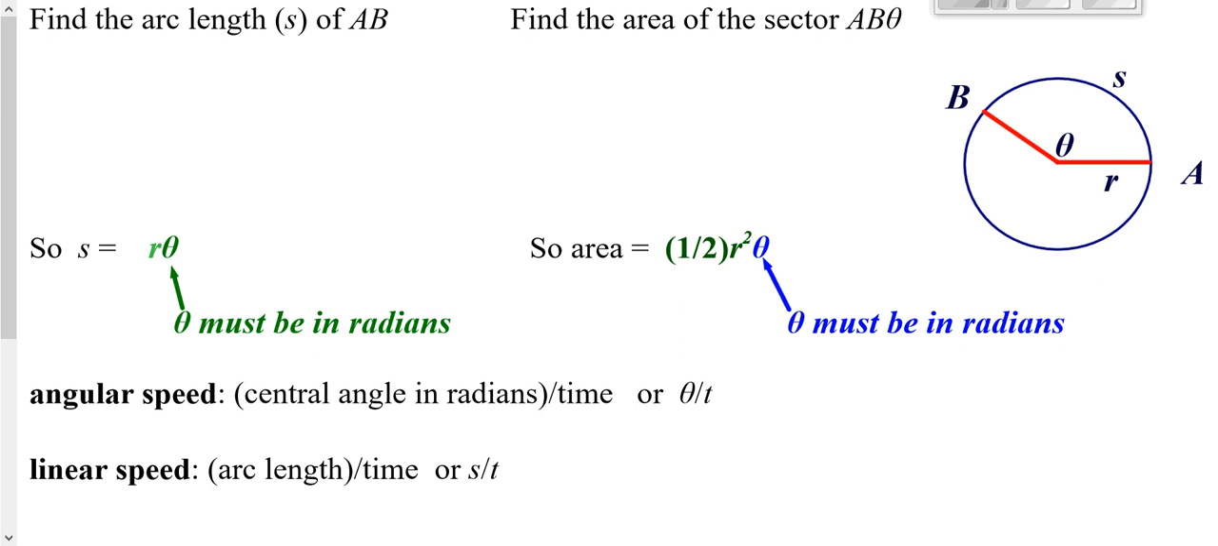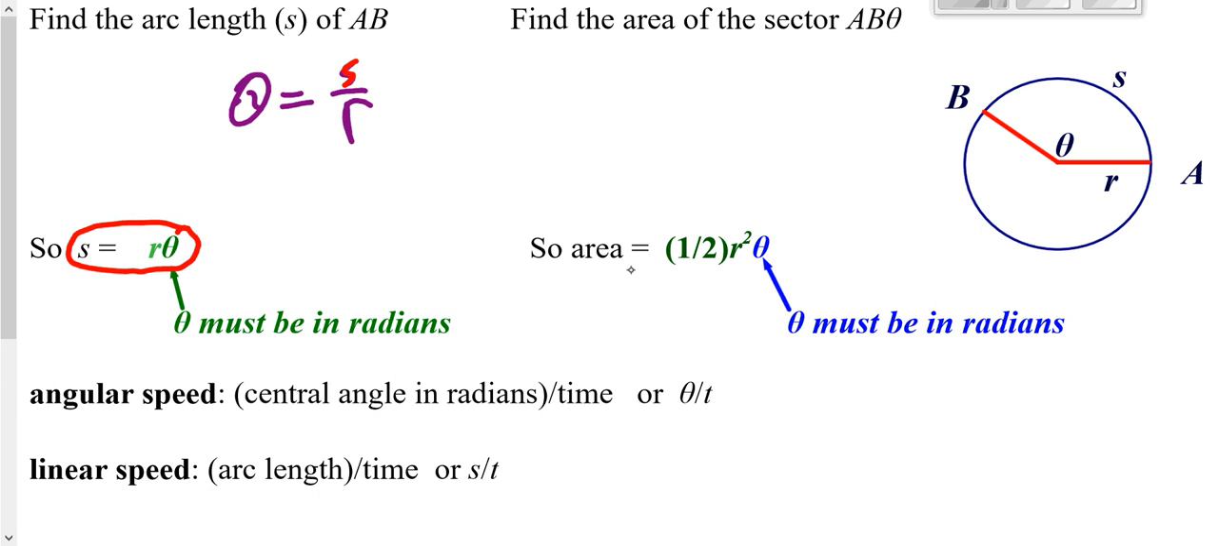A couple other things here. If we take our definition of a radian, which we know is theta equals your arc length S over R, if you try to get S by itself, you'd have to multiply both sides by R, and that's really your arc length right here.